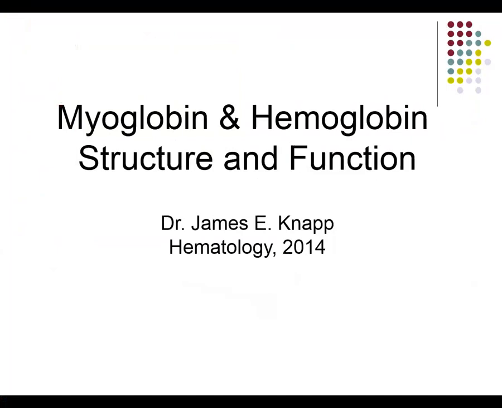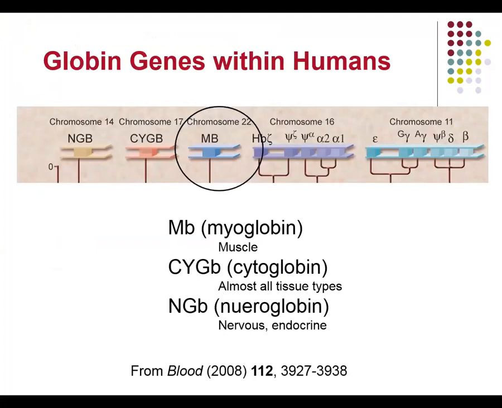This presentation will focus on the structure and function of myoglobin and hemoglobin. Now, there are 14 globin chains within the human genome. Two of these globin genes encode a protein that is monomeric, 5 of these genes encode a protein that has an alpha-like structure, and 6 of these genes encode a protein that has a beta-like structure.